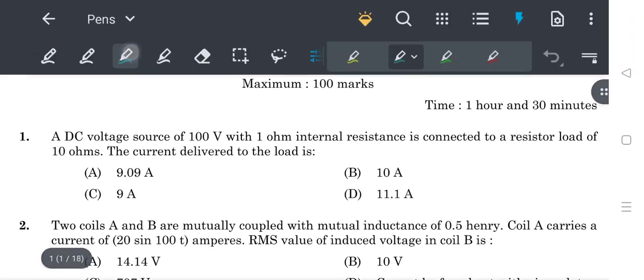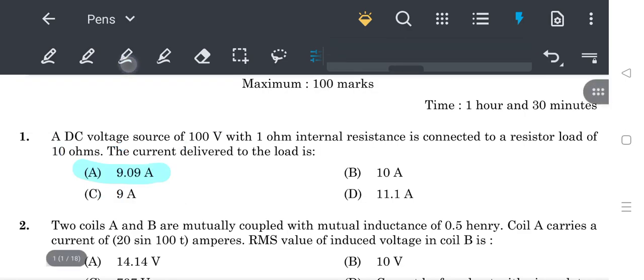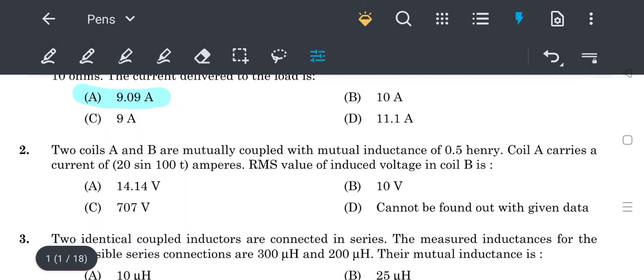ആൻസർ കീയാണ്. ഒന്നാമത്തെ ചോദ്യം, a DC voltage source of 100 volt with 1 ohm internal resistance is connected to a resistor load of 10 ohm. The current delivered to the load is. ആൻസർ ഓപ്ഷൻ എ ആണ്, 9.09 ആംപിയർ.